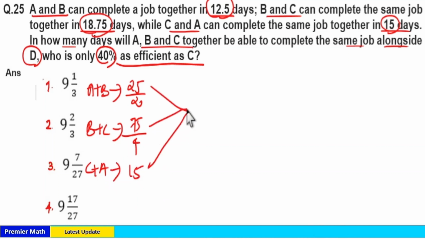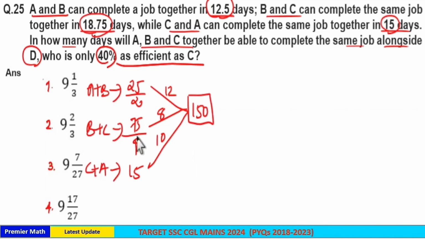Take the LCM. LCM is 75 into 2 is 150. All these 3 go in 150. 25 goes 6 times in 150, so 25 by 2 goes 6 into 2, 12 times in 150. 75 goes 2 times in 150, so 75 by 4 goes 2 into 4, 8 times in 150. 15 goes 10 times in 150. Total work is 150 units and the efficiencies of AB, BC and CD are 12, 8 and 10 respectively.